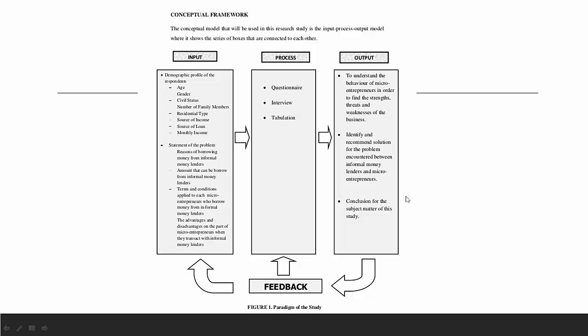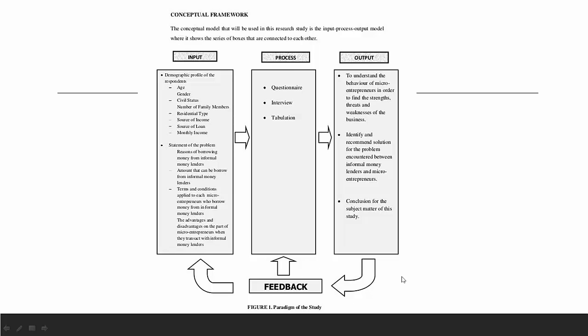So we have also an example of a conceptual framework. The conceptual model that will be used in this research study is the input, process, and output model, which shows a series of boxes that are connected to each other. Take note, in higher research, seldom used are the input, the process, and the output that includes the feedback. Okay?